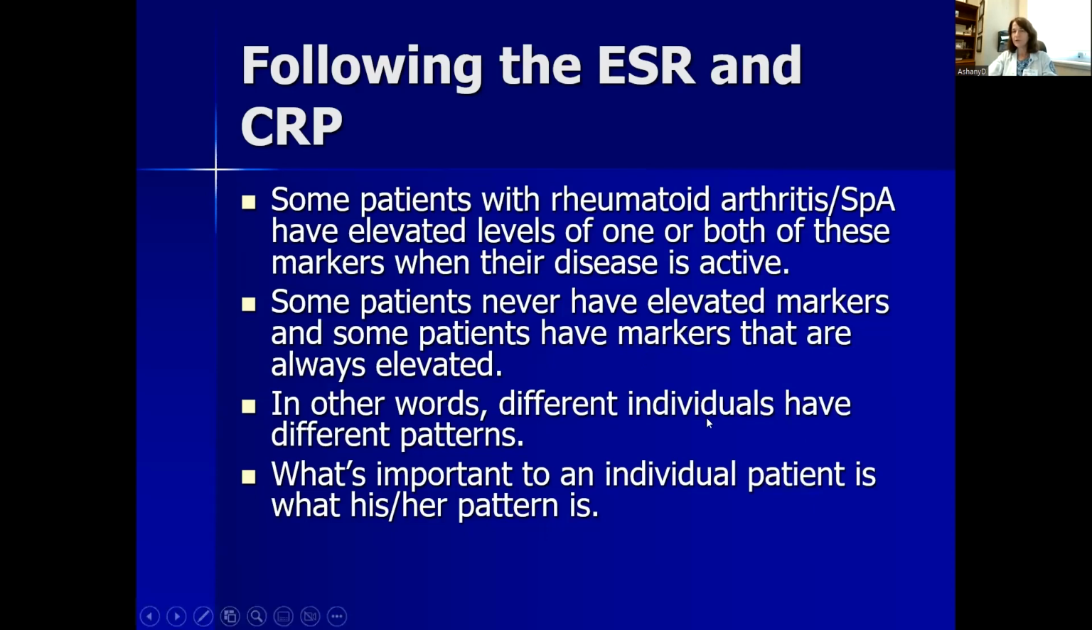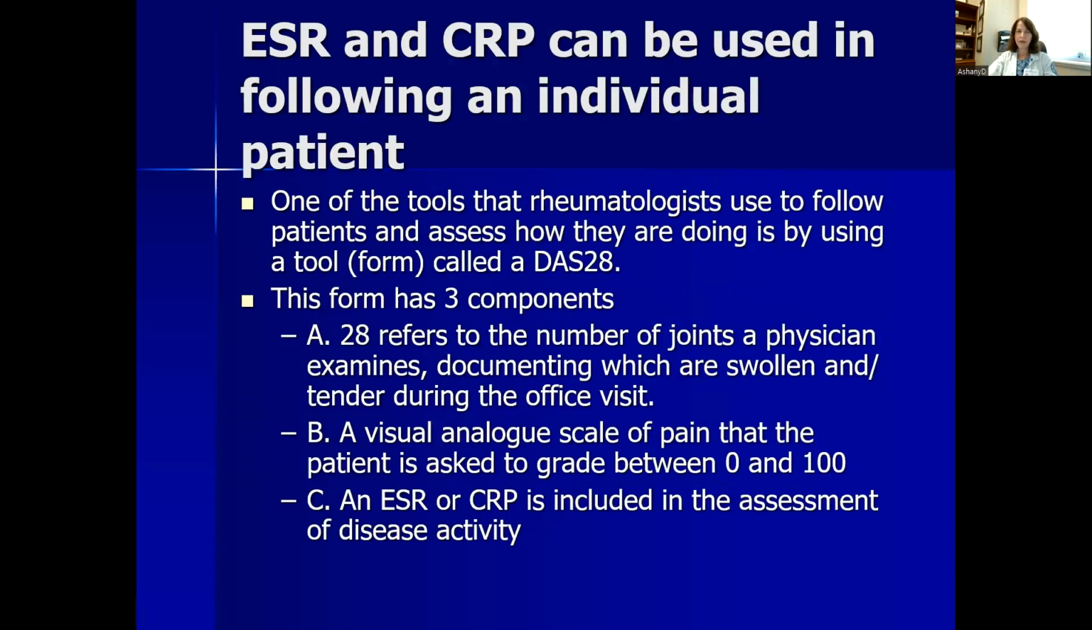So in other words, different individuals have different patterns. And what's most important for any individual patient is what his or her pattern is. I'm going to turn now again to rheumatoid arthritis just to show you how the sedimentation rate and C-reactive protein may play a role in assessing the disease.